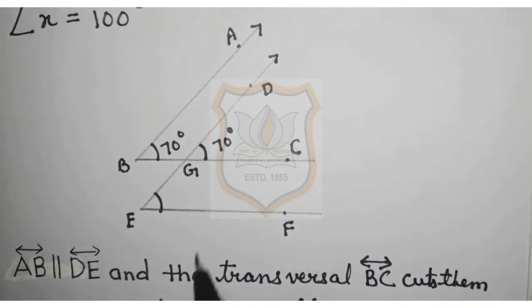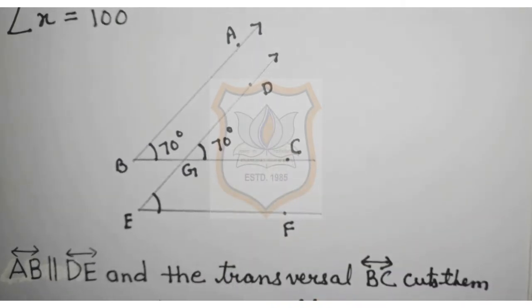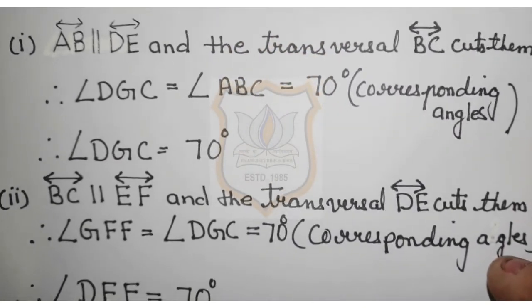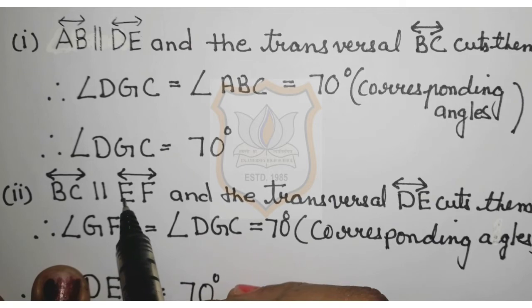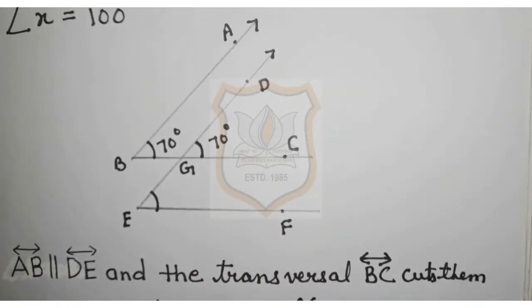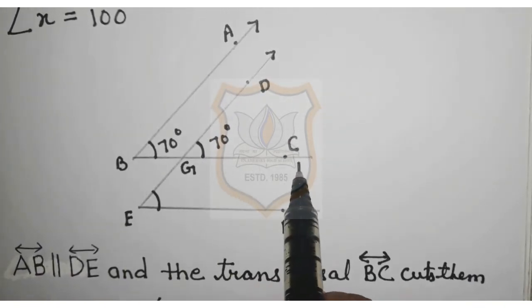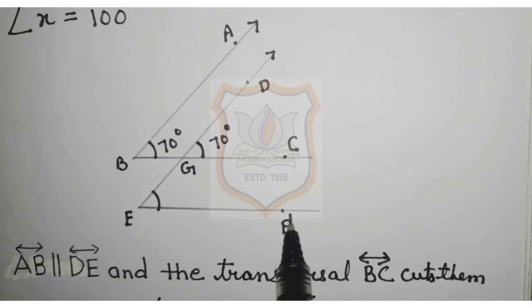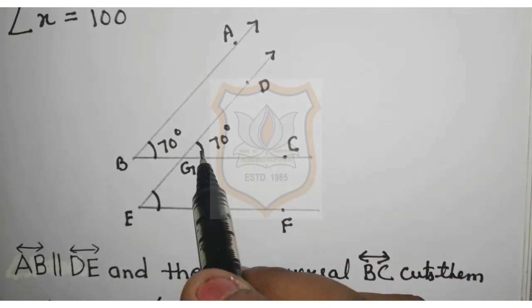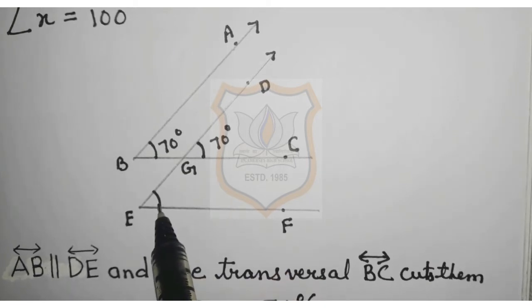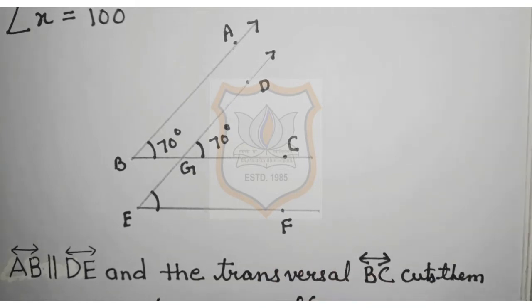Now we have to calculate DEF. See, the second one is line BC is parallel to line EF, and this is a transversal. If this is 70 degrees, then this one is also 70 degrees. Why? Because they are forming corresponding angles.